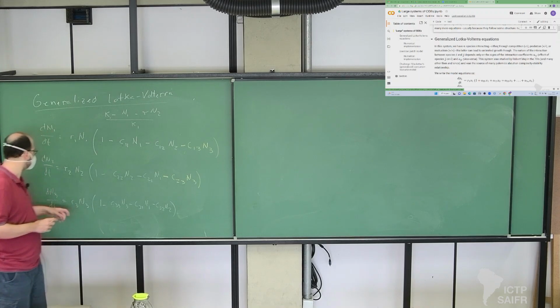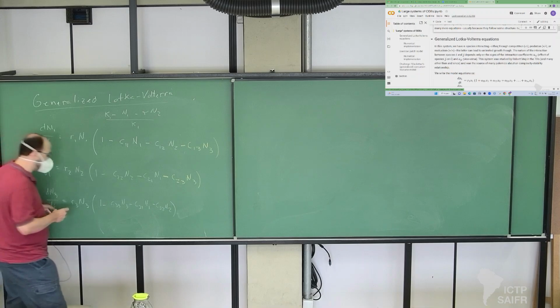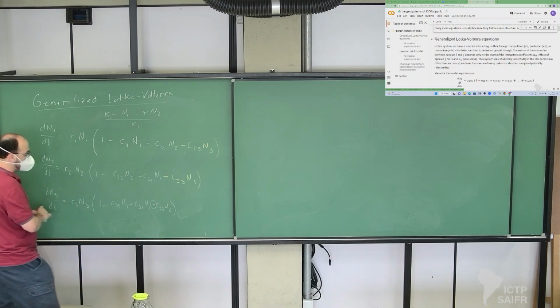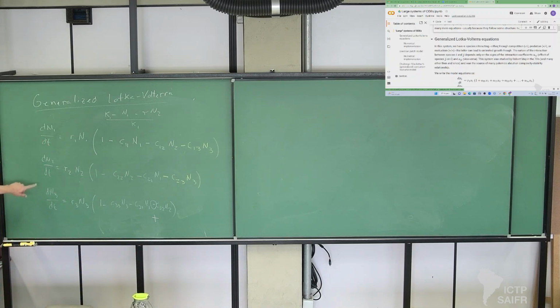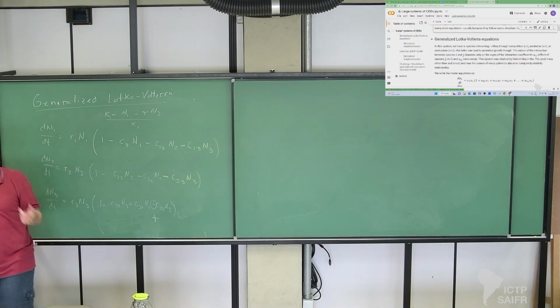So if, for instance, species 3 predates species 2, it gains when it increases species 2. So it would have that when I increase species 2, I increase species 3. So then this sign here, instead of being a minus, would be a plus. This means species 3 gains from species 2. Species 2 keeps decreasing when I increase species 3 because it is now predated by species 3.